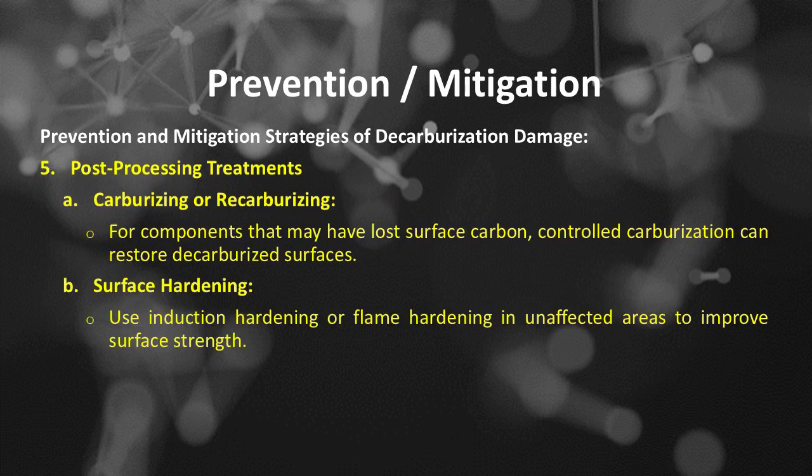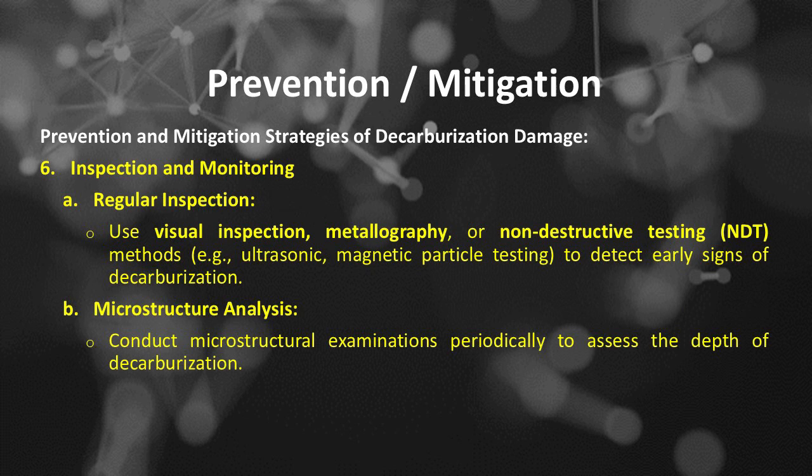Number 5 of the prevention and mitigation strategies is post-processing treatments. Number A, carburizing or recarburizing. For components that may have lost surface carbon, controlled carburization can restore decarburized surfaces. Number B, surface hardening. Use induction hardening or flame hardening in unaffected areas to improve surface strength. Number 6 is inspection and monitoring. Number A, regular inspection. Use visual inspection, metallography, or non-destructive testing (NDT) methods such as ultrasonic or magnetic particle testing to detect early signs of decarburization.